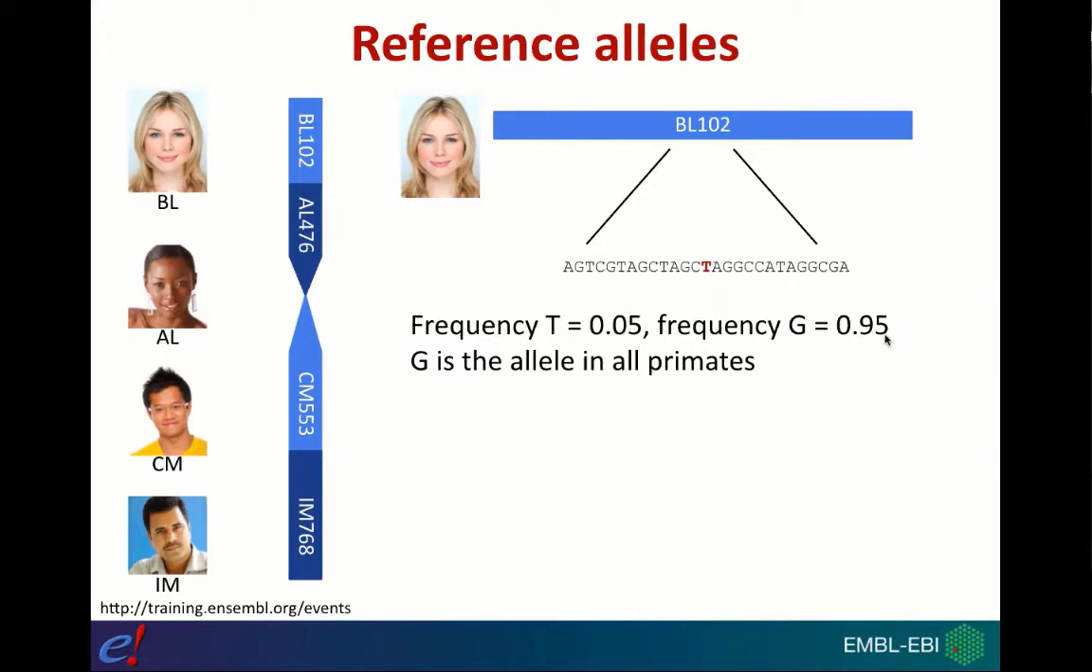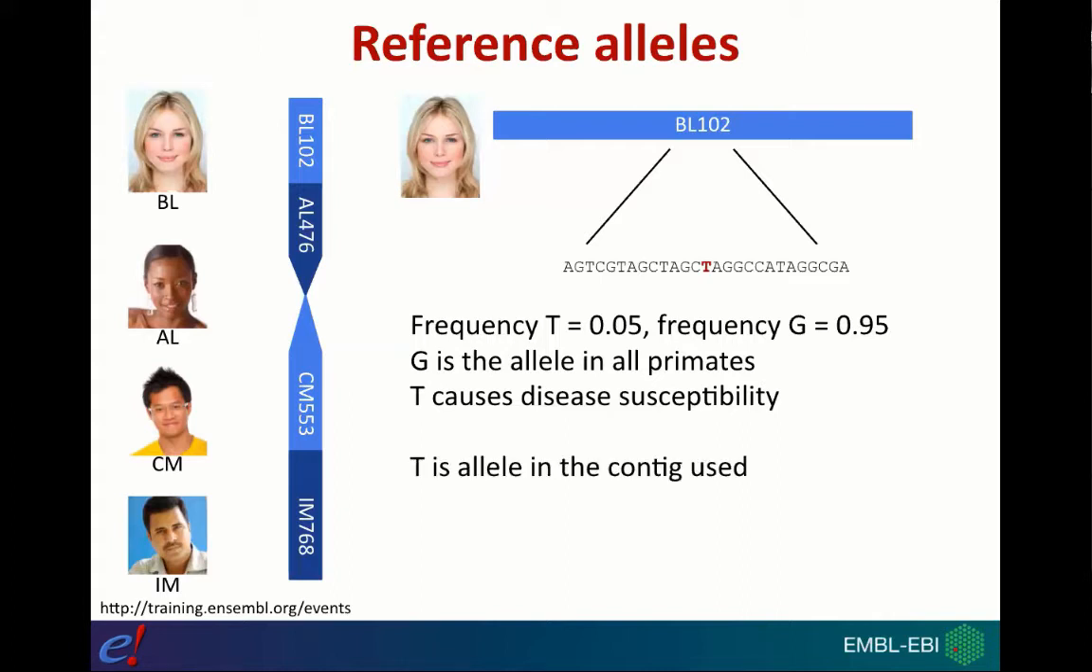And G is also the allele in all primates. If we were to align this sequence to orangutan and chimpanzee and gorilla, for example, we would find that all of those primates also have a G at this position. The T that lady has does have some underlying disease susceptibility associations as well. She might be more likely to develop high blood pressure later on in life, for example. However, she was the woman who had her genome sequenced to derive this sequence of the genome, and so T is the allele that we found in the Human Genome Project.